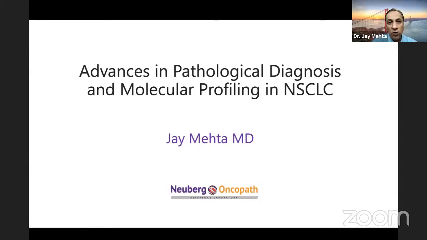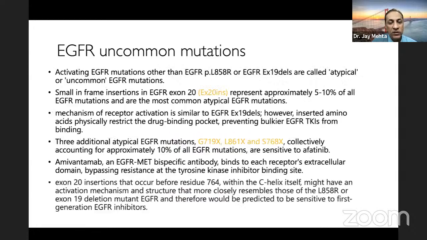So the brief for me is to talk on advances in molecular profiling in non-small cell lung cancers. I'm going to talk a little bit on uncommon EGFR mutations. Everybody knows about the common L858R and the EGFR exon 19 deletions. So let's talk about the atypical ones. The ones which are not exon 19 and L858R are atypical mutations.